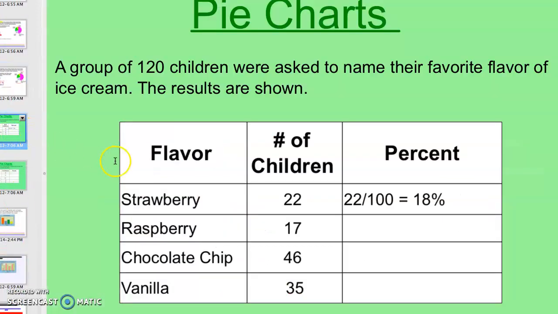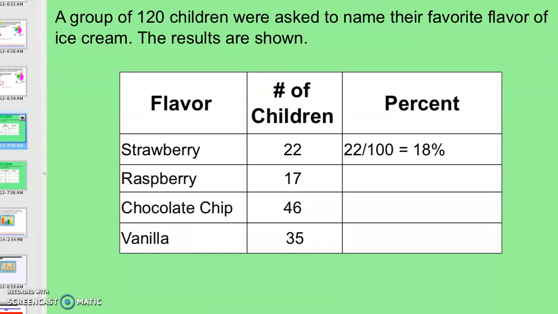Here, we're going to be given a survey. 120 students were asked the name of their favorite flavor ice cream. And here are the results. So 22 students said that they like strawberry, 17 said they like raspberry, 46 like chocolate chip, and 35 like vanilla. What we're going to do is we're going to create a pie chart out of this. So first, let's add up all the numbers and see what they equal. So 22 students plus 17 plus 46 plus 35 equals 120. So it should equal 120.